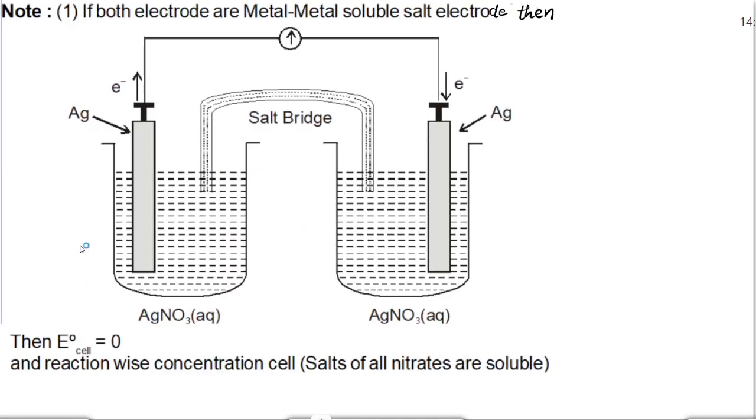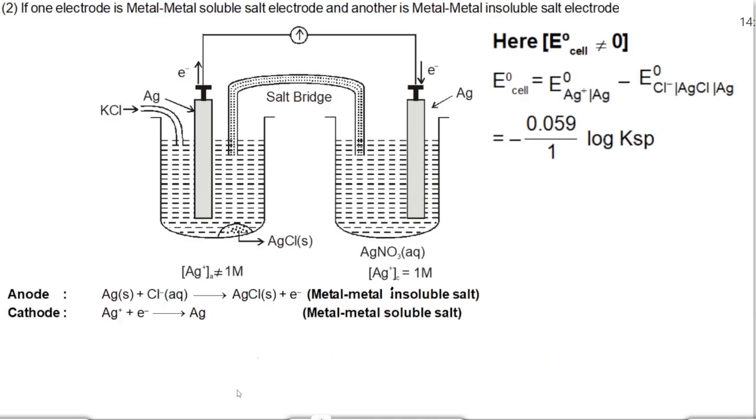If both the electrodes are metal soluble salt electrodes, then you know silver nitrate on both sides, or if one electrode is metal soluble salt and another is metal insoluble salt. See this one, first one, Ag solid plus Cl negative to give AgCl solid. So it is metal insoluble salt. Ag plus Ag is metal soluble salt.